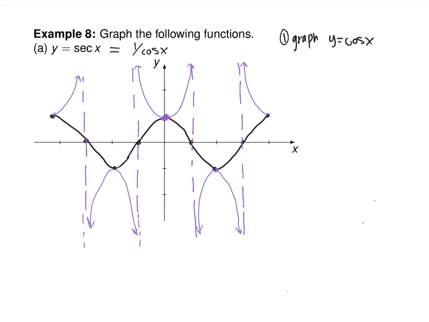So the black part isn't actually the graph of the function. The part that's the graph of the function is the purple thing. The black part lets you get the purple thing. And for me, it's the way that makes the most sense. It's kind of weird, but what is the range of secant?